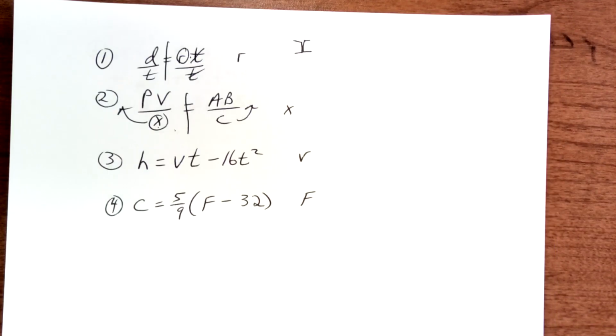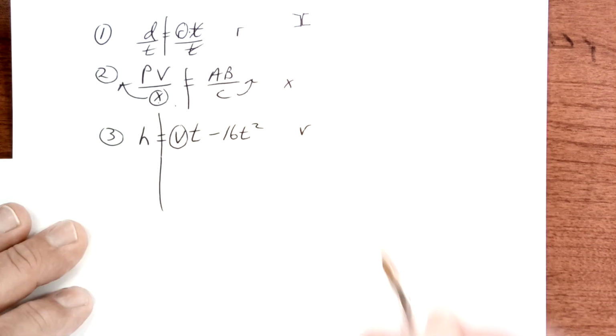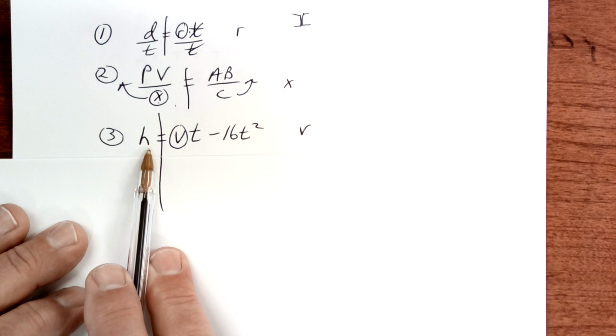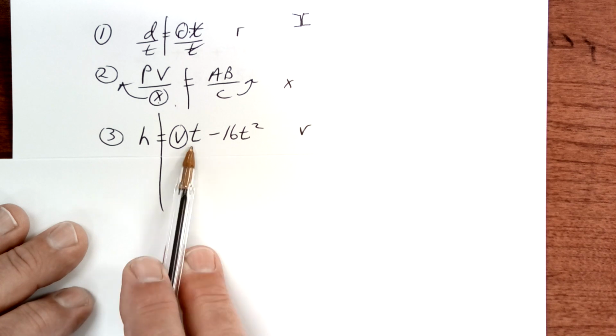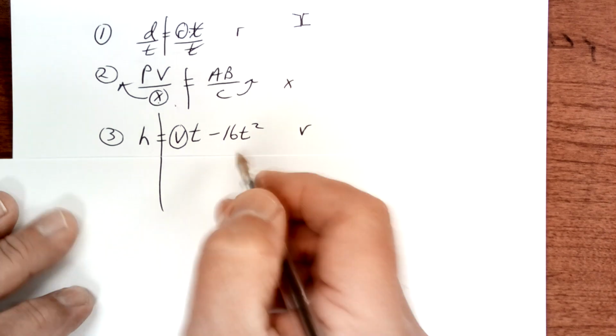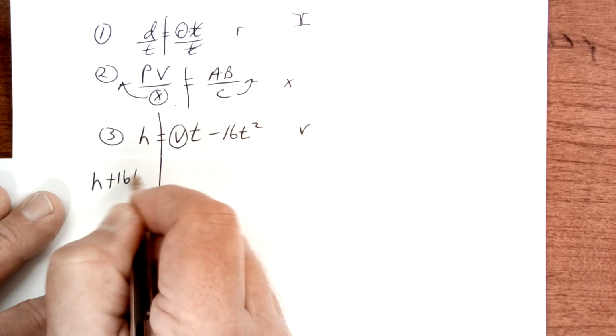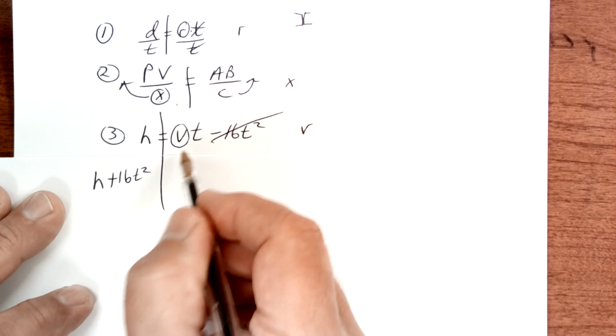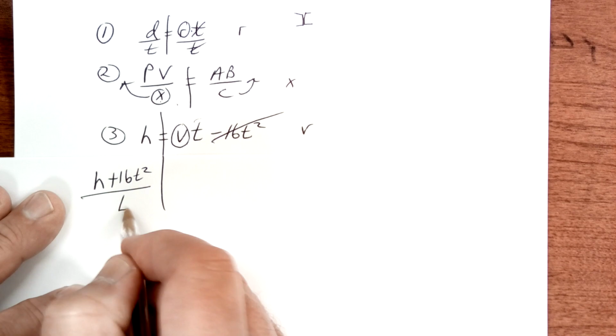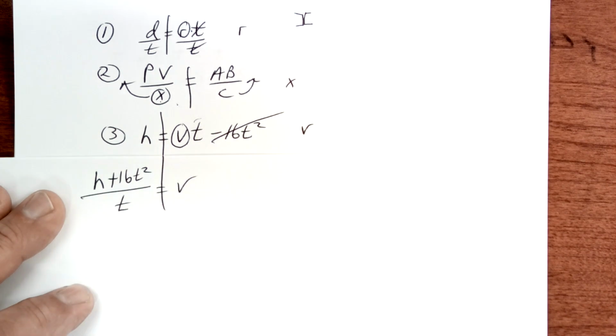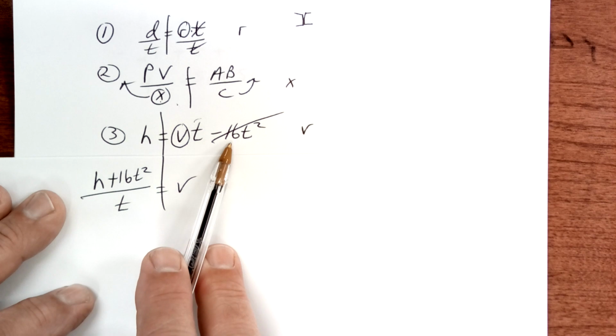Number 3, you're trying to get V, draw a line. You're not worried about this one, but you got to get rid of this and this. The whole thing here, you're going to add 16t squared. And that cancels. Then you're going to divide by t, and you're done. And there's your answer. Okay, so add and then divide.